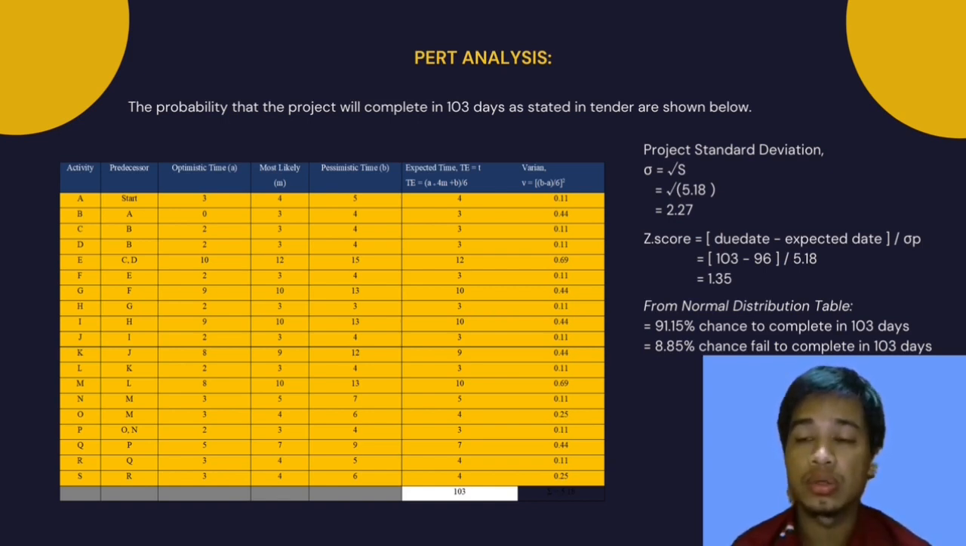So we can get the z-score. For the z-score, it is this formula divided by the standard deviation as we see. We can get the value of the z-score is 1.35. And then we need to refer to the table distribution, and last we can calculate the chance of success to complete the project.